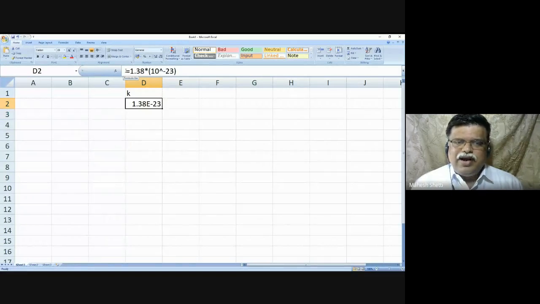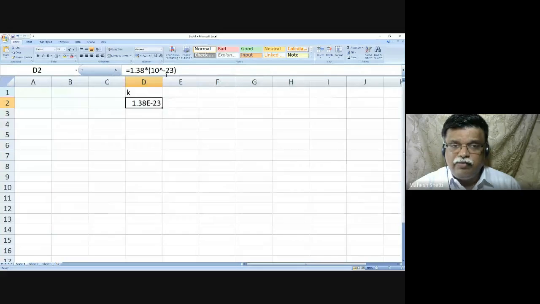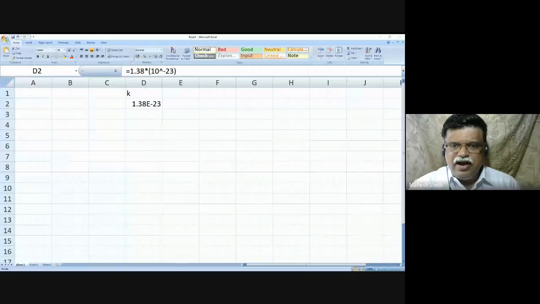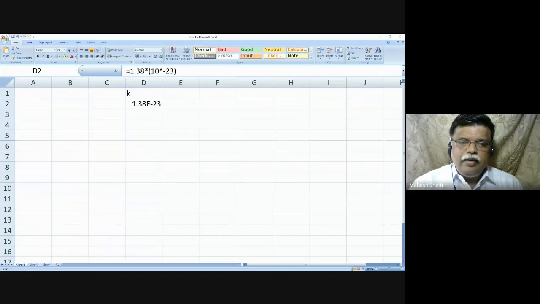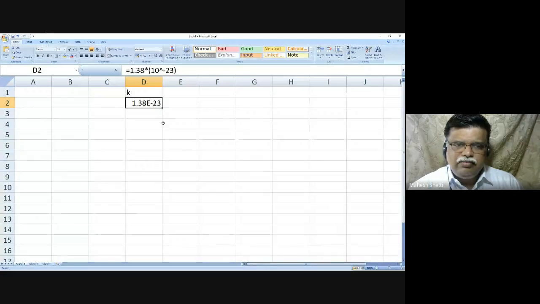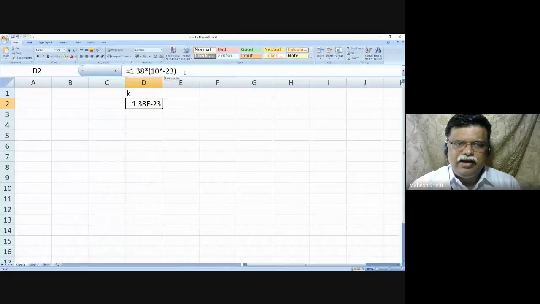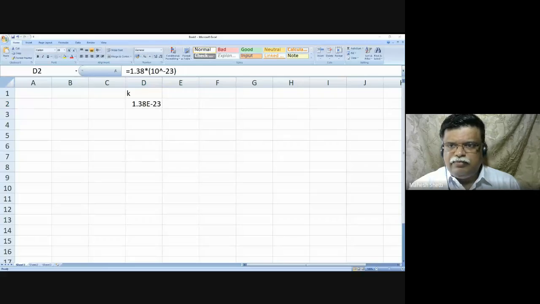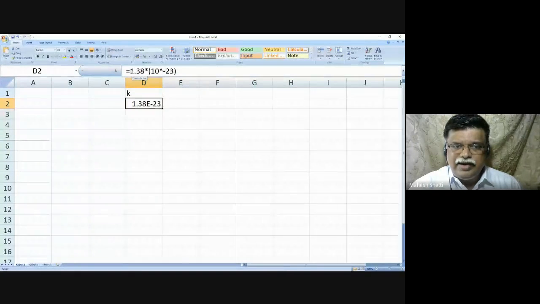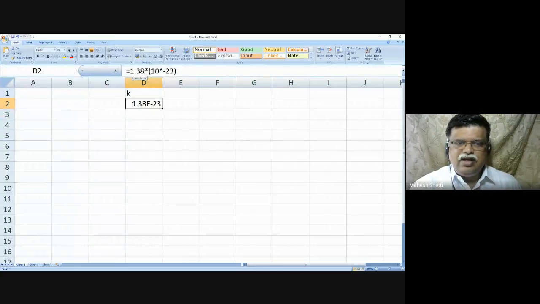If you write it this way, it is no problem at first. But if you write it this way in the formula, look at the formula bar and look at the value put in the cell. There is a difference, and you can clearly see the difference between the two. Writing this way, as you can see in the formula bar, creates a problem. The problem is that it takes this as two different values: 1.38 is one number, and 10 raised to minus 23 is another number.